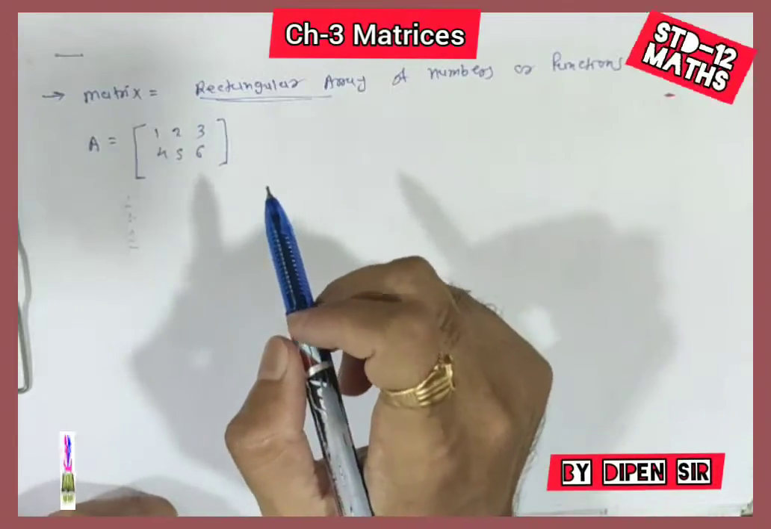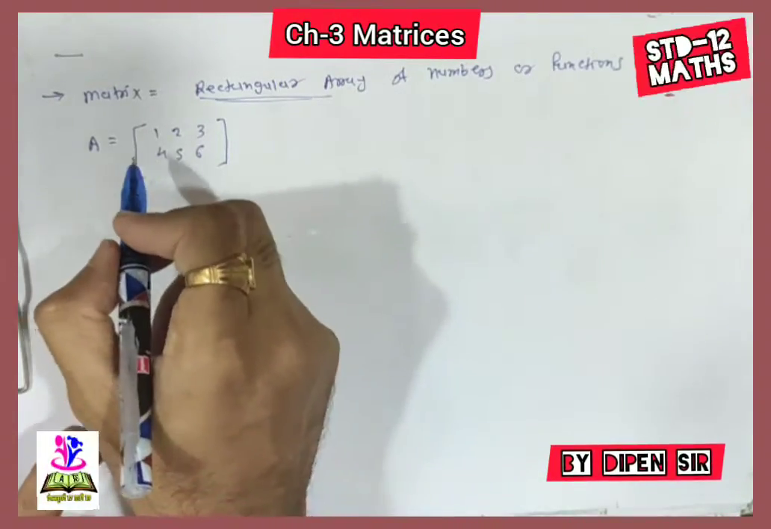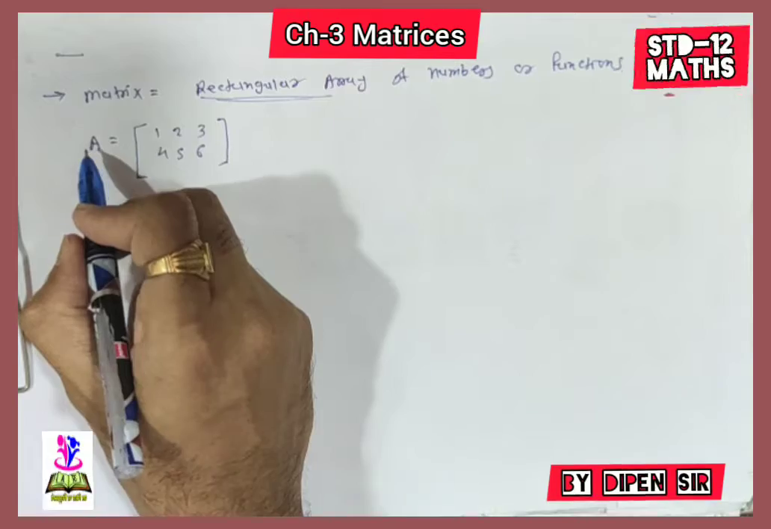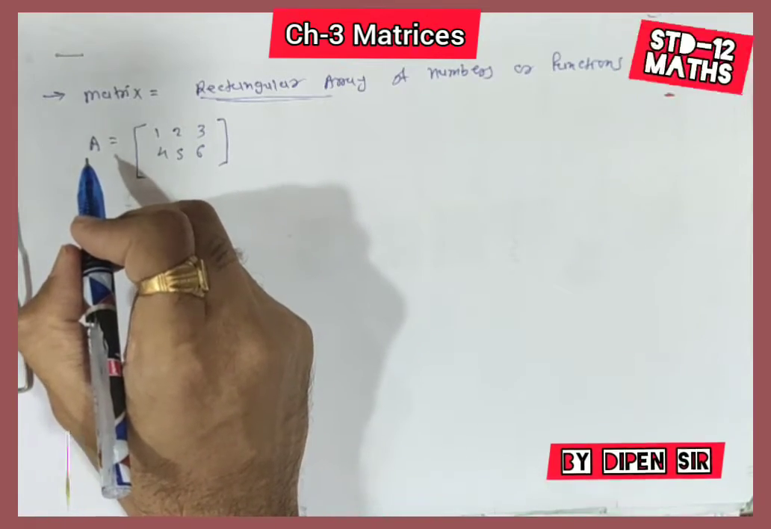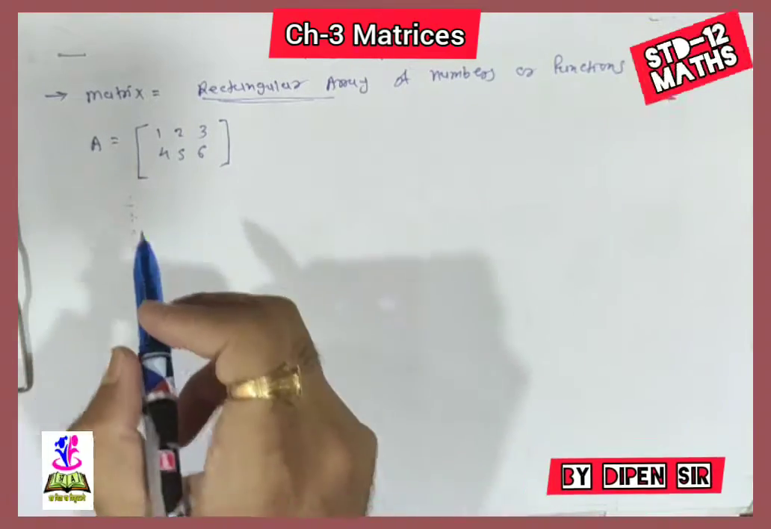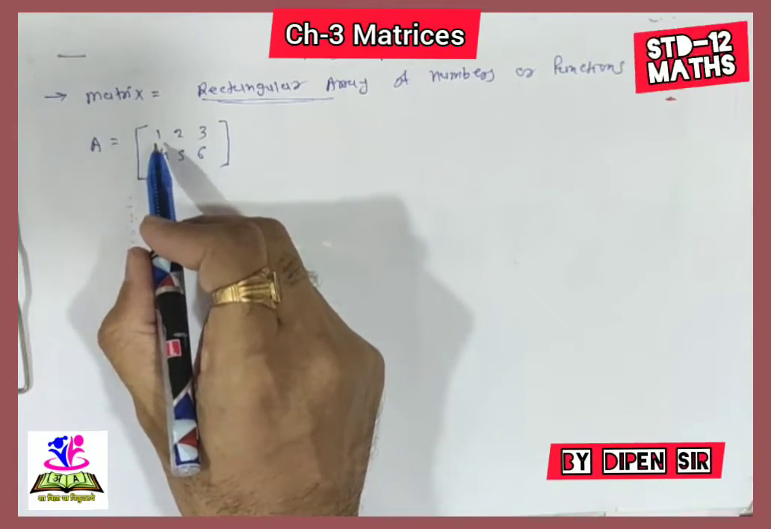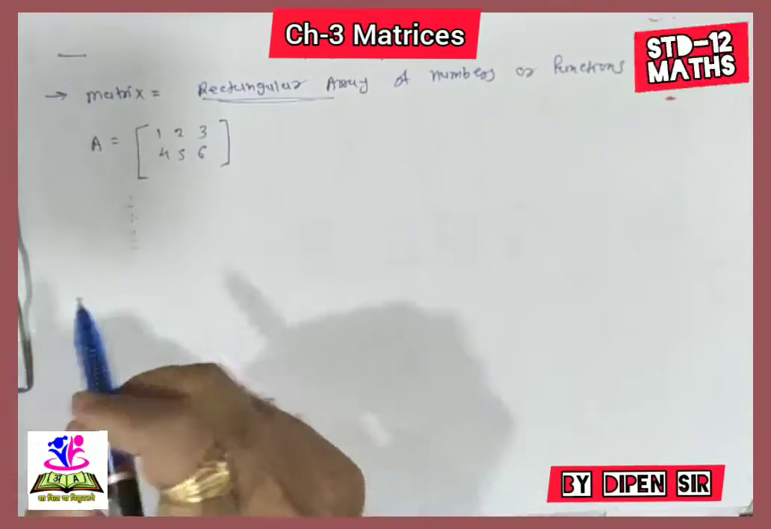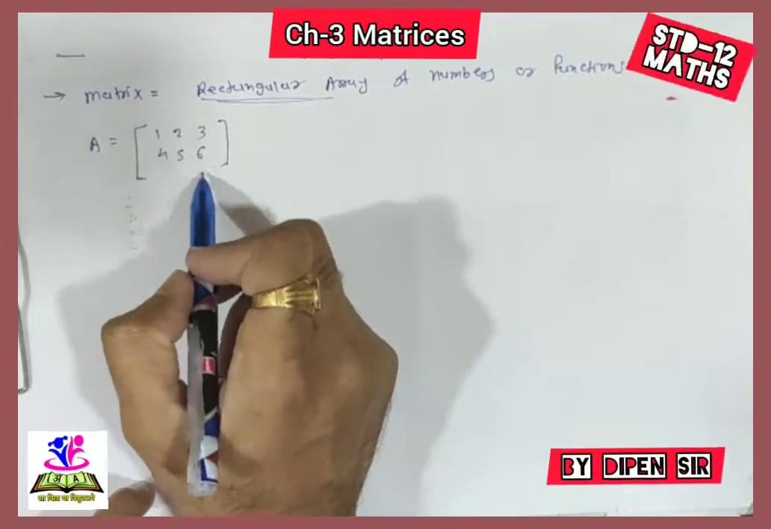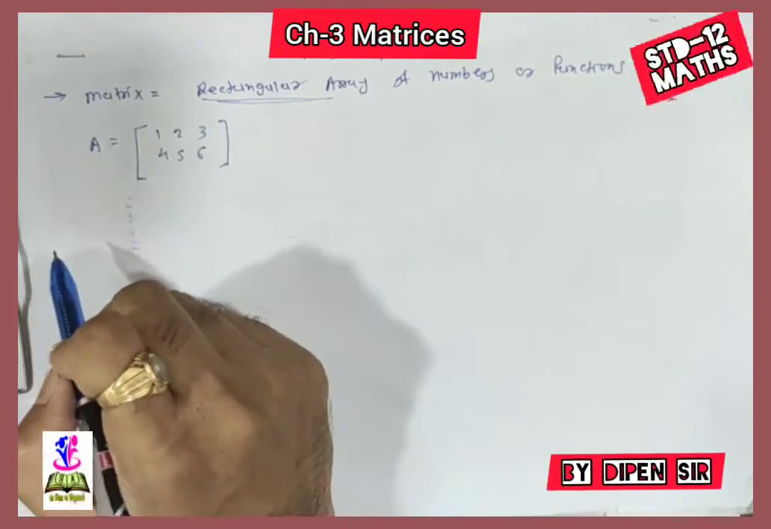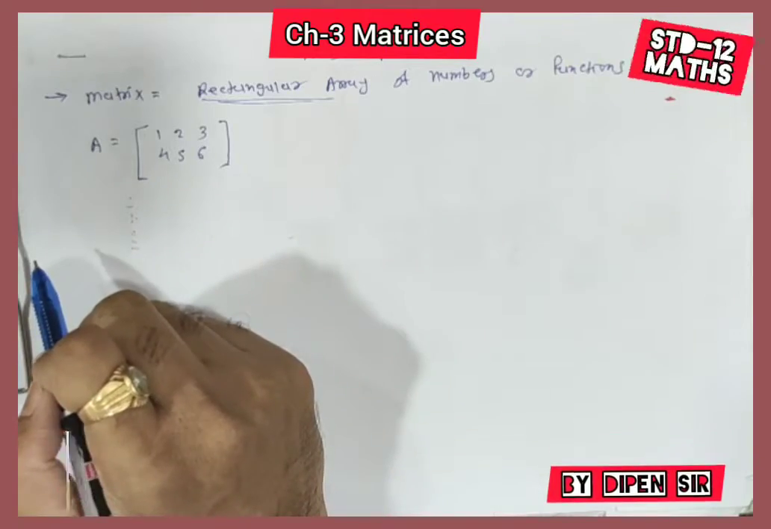In our matrix. Here, a matrix is represented by any capital alphabet, for example, capital A. Capital A equal to matrix 1 2 3 4 5 6. So here it is the rectangular arrangement of these real numbers. So this is known as matrix.